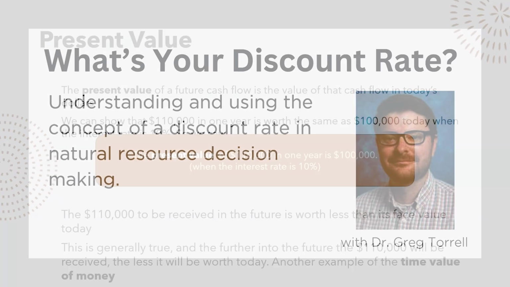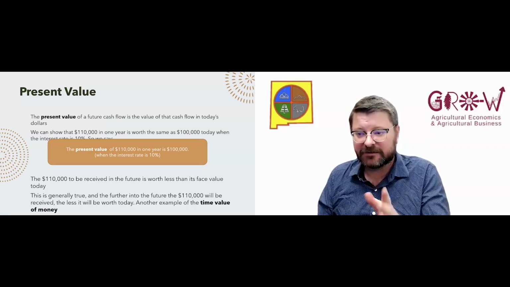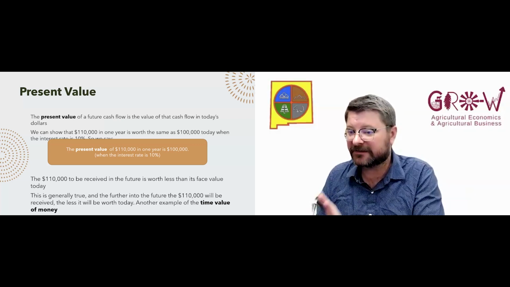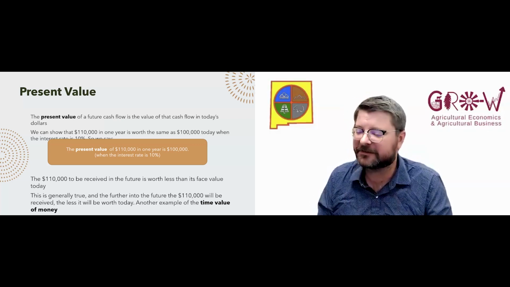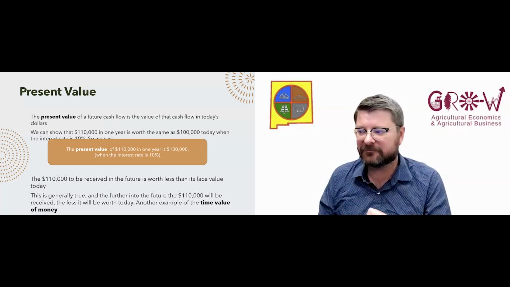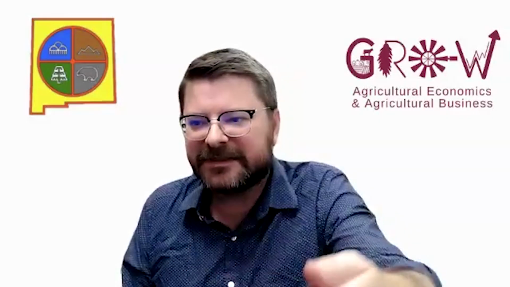So the present value of a future cash flow is the value of that cash flow in today's dollars. Now, I'll tell you this, but we'll get to a little bit more mathematics to show you how I arrived at this answer in a second. But I can show you that $110,000 in 1 year is worth the same to me as $100,000 that I received today if the interest rate is 10%. The money that we receive further in the future is worth less today, right? So that's an example of the time value of money.